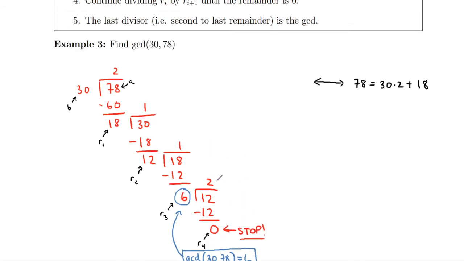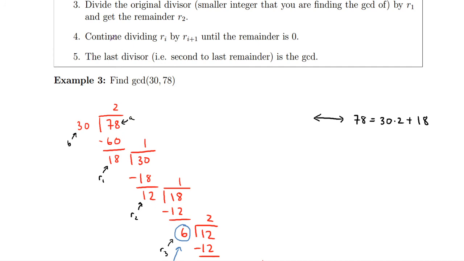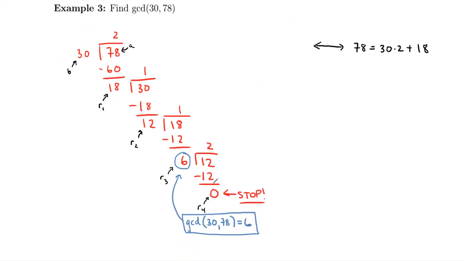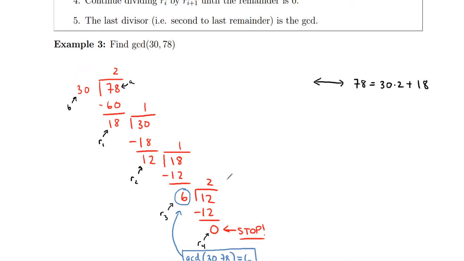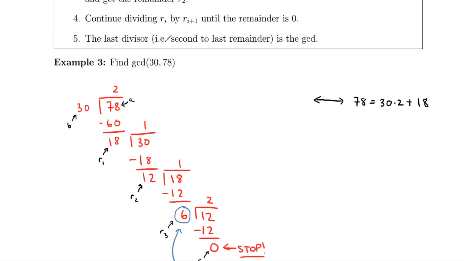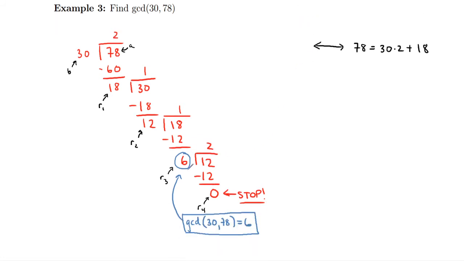Okay? And then look up above here. It says, continue dividing until the remainder is 0. So this last remainder was 0, so that told us to stop. And then it says the last divisor, i.e. the second to last remainder, is the GCD, right? In other words, that's saying the last non-zero remainder, okay? So the second to last of all the remainders you computed. Okay, so kind of following that, we'll do a couple more examples, so don't worry.